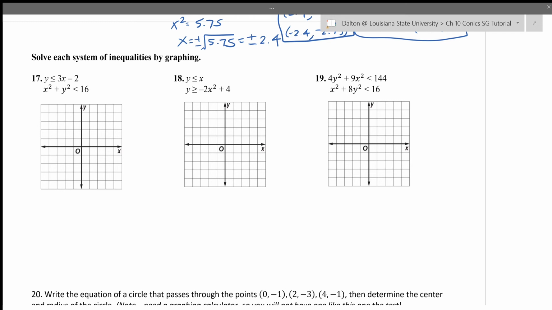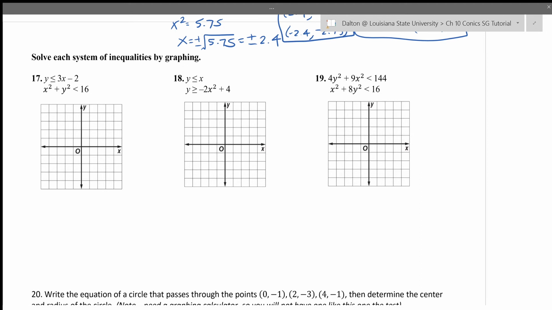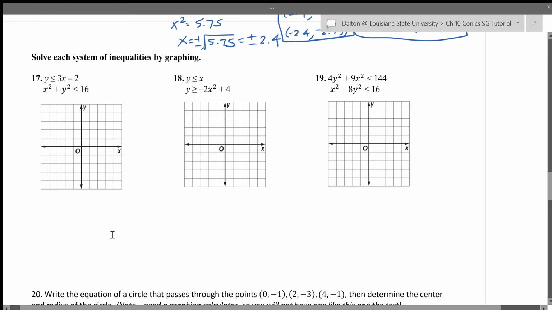Moving right along, here's page 3 of your chapter 10 study guide tutorial video. So 17, 18, and 19 are solving systems of inequalities. The main difference between these types of systems and ones that you've done previous to this chapter is that these systems include our conic sections. Now, this first one for number 17, y is less than or equal to 3x minus 2, that one actually is just linear, right?